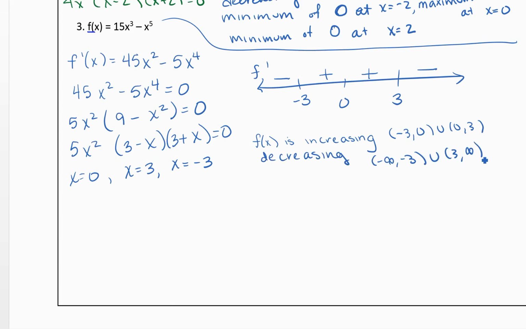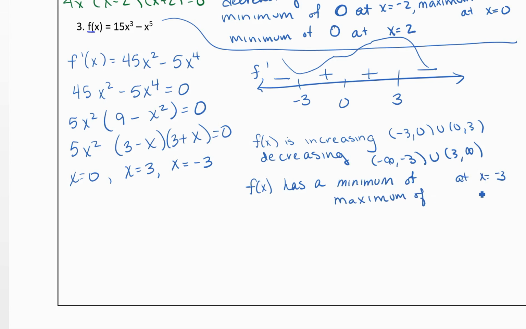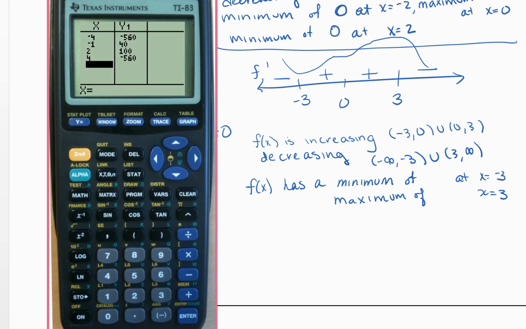Now, when we talk about our mins, our maxes, so we're decreasing, then increasing, then we kind of slow down, but then we keep increasing, and then we're decreasing. So at 0, we don't have a max or a min. We have a minimum, and we'll look up what those values are in just a minute, at x equals negative 3, and we have a maximum at x equals 3. Now remember, to get the min and the max, we're going to plug in our f of x, our original function.